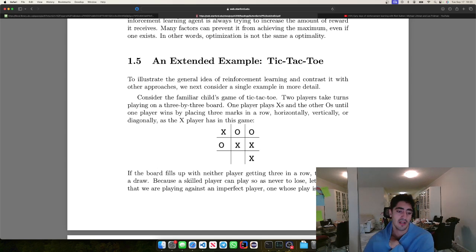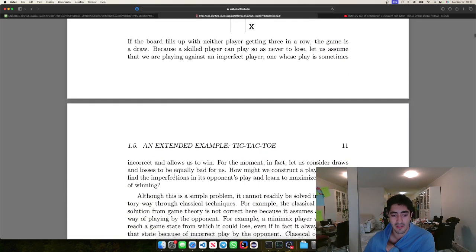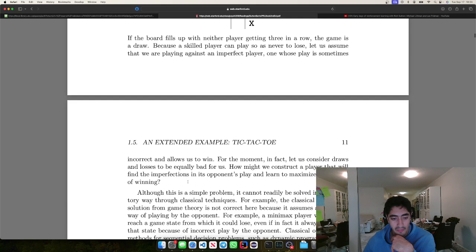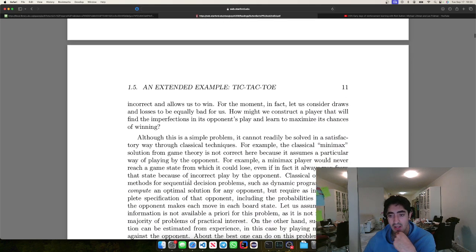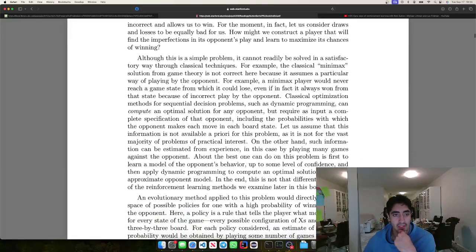Let us assume that we are playing against an imperfect player, one whose play is sometimes incorrect and allows us to win. For the moment, in fact, let us consider draws and losses to be equally bad for us. How might we construct a player that will find the imperfections in its opponent's play and learn to maximize its chances of winning?